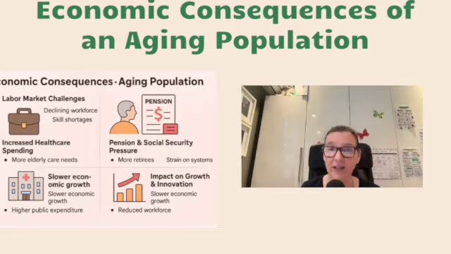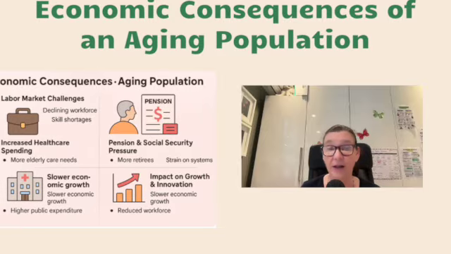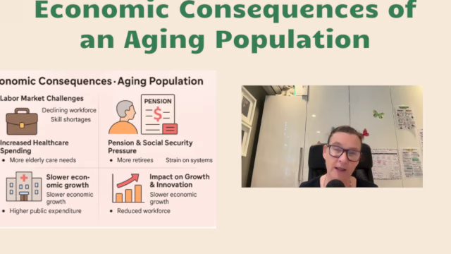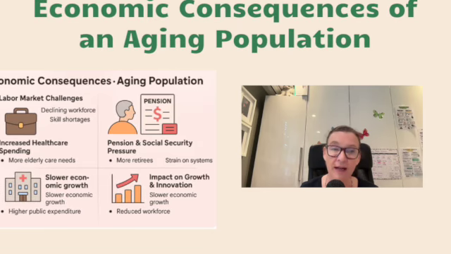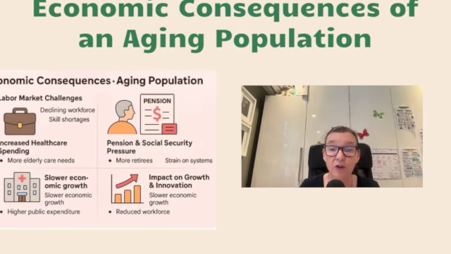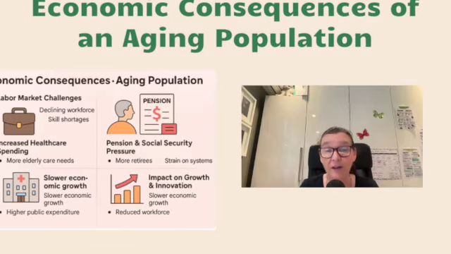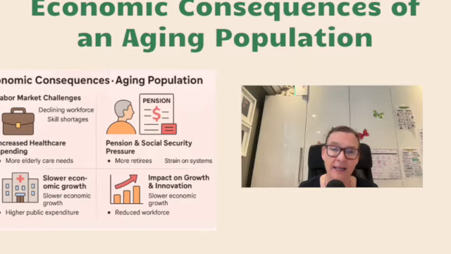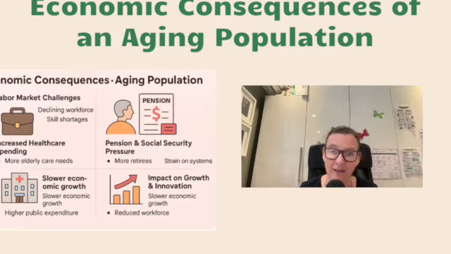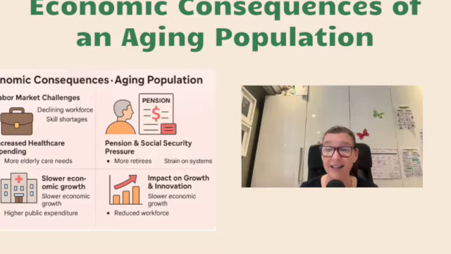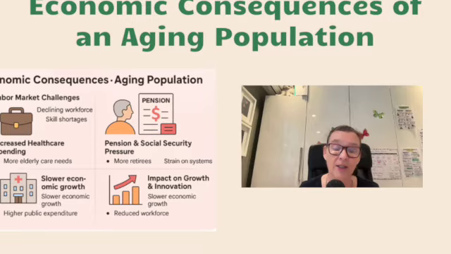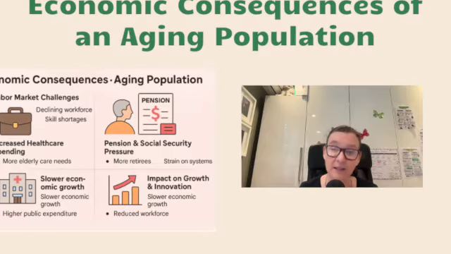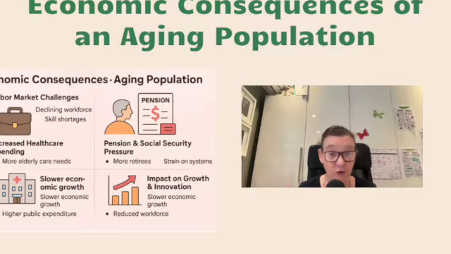And lastly, an aging population affects economic growth and innovation. With fewer working-aged people, economic growth tends to slow down because there are fewer workers contributing to productivity and fewer innovators driving new ideas. Maintaining competitiveness becomes really challenging when a large share of the population is no longer part of the labor force. So here's a tip. Overall, aging populations can strain economies by increasing spending needs and reducing the size of the workforce, affecting growth potential, innovation, and national budgets.